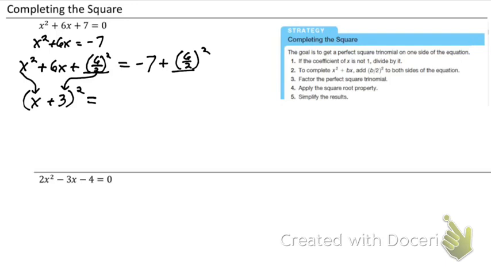And that's going to equal 6 divided by 2 is 3. 3 squared is just 9. So this is really negative 7 plus 9, which gives you 2. Well, now I just take the square root of both sides to give us x plus 3 equals plus or minus 2. Subtract 3 on both sides, and we're going to have x equals negative 3 plus or minus 2.